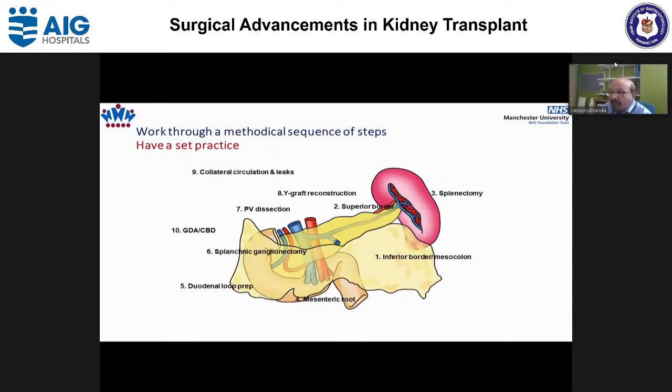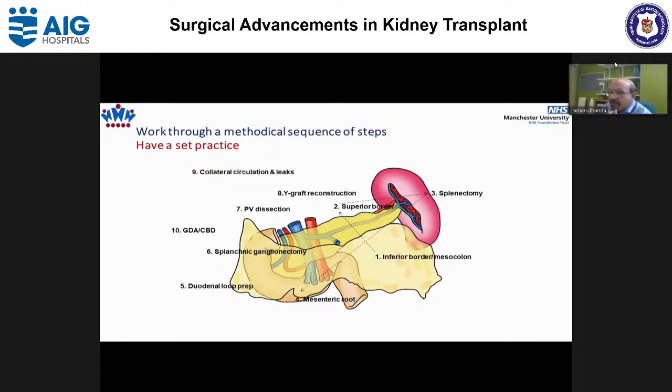So always work through a methodical sequence of steps and have a practice which is unique to you, so that you keep on doing the same thing without missing some important steps in pancreas benching. So we start with dissection of the borders. First the inferior border, then the superior border, then we do the splenectomy.